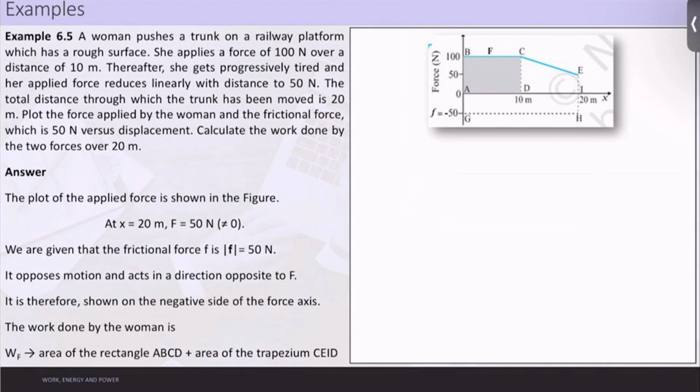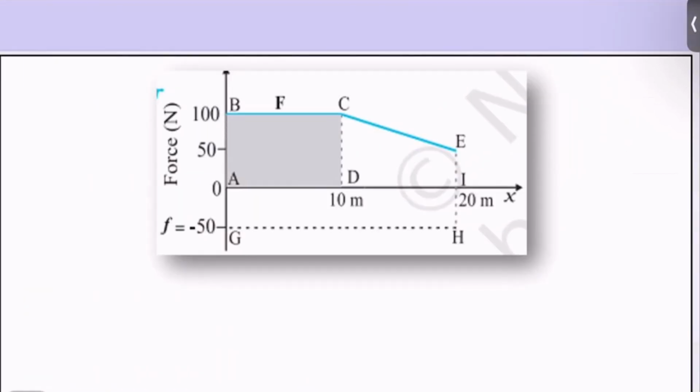The next point says to plot the force applied by the woman and the frictional force, which is 50 newtons, versus displacement. So what it is saying is that there is an additional force, which is 50 also. Frictional force will be in the negative sense. So how are we trying to plot this?